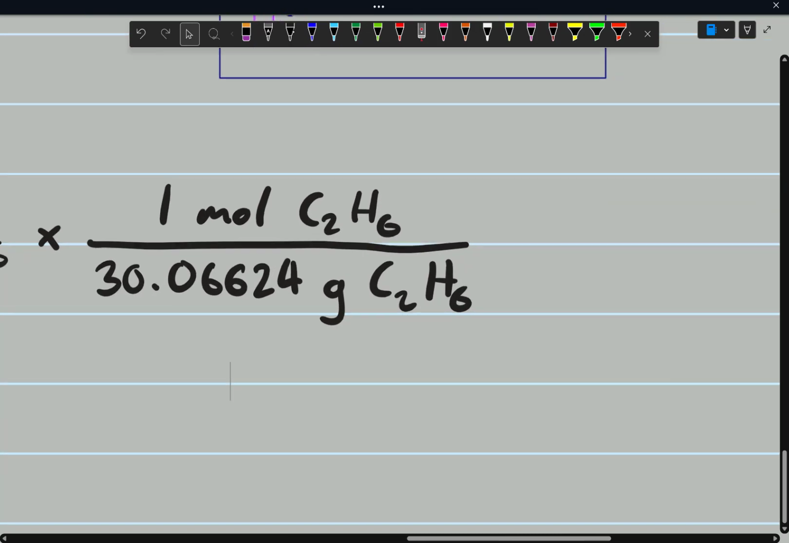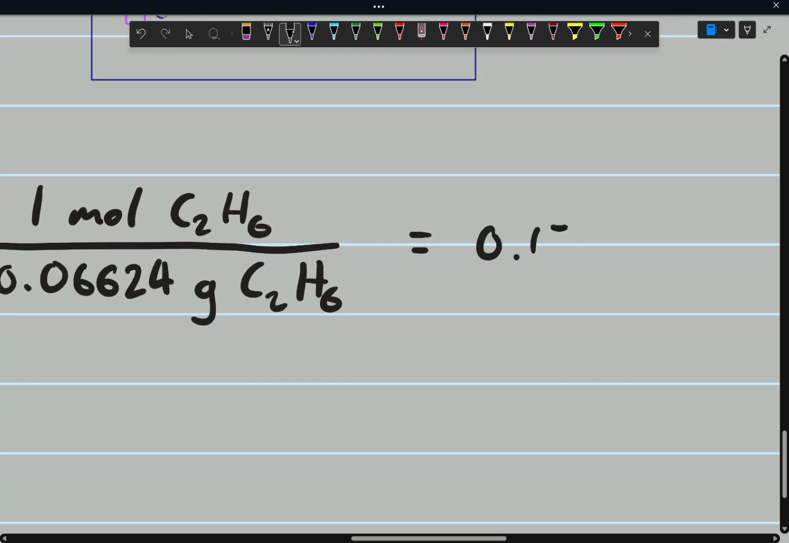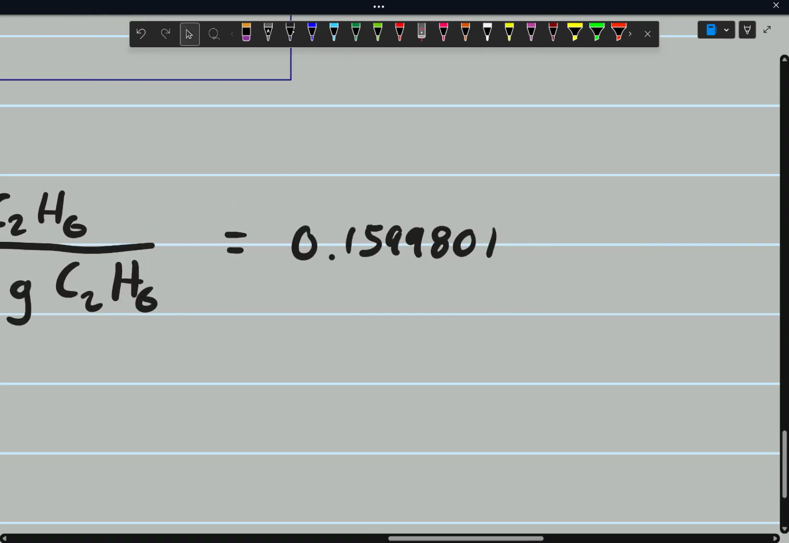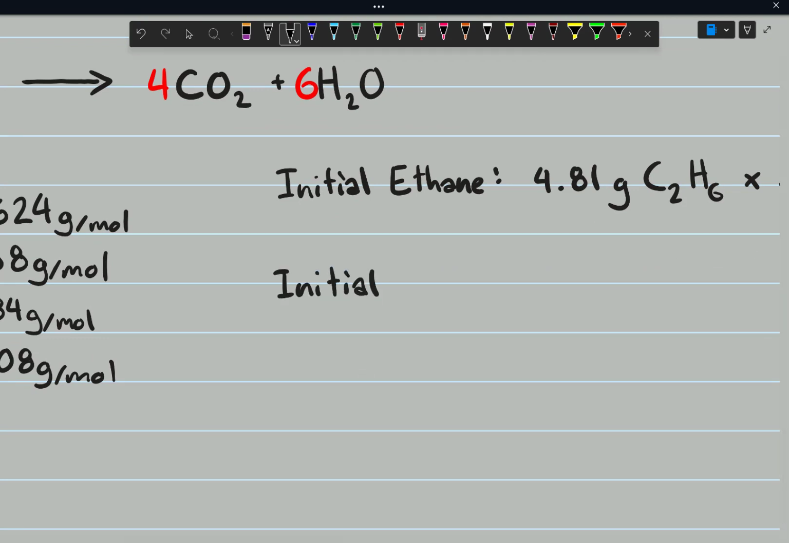So if you do that calculation, you're left with 0.15998 moles of ethane. So now we just find the initial amount of moles of our other reactant, which is oxygen gas.